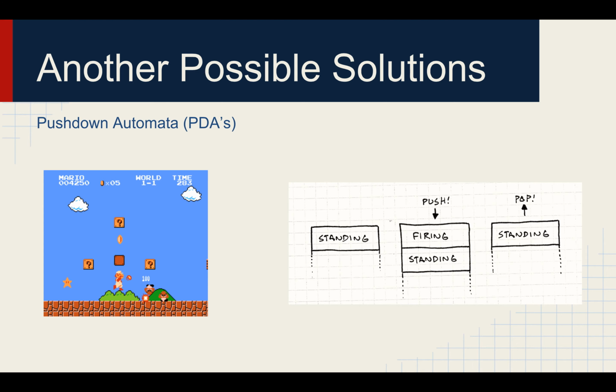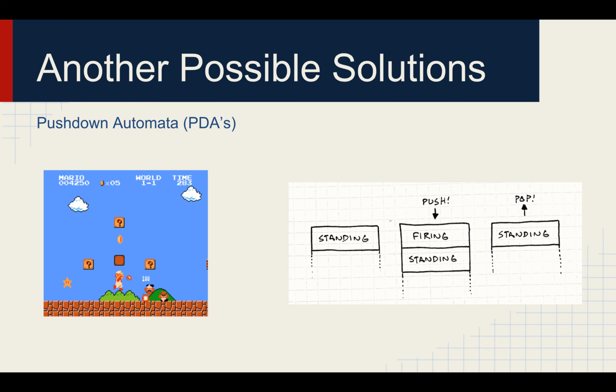But this is only where it starts. This is only the beginning. Basically, what we can do is implement a push-down automaton. Because before, how did we keep track of what our character did last? Now with the PDA, we can keep track of the history of our character states, or the state of the world. So in this example to the left, Mario is jumping and shooting a fireball.